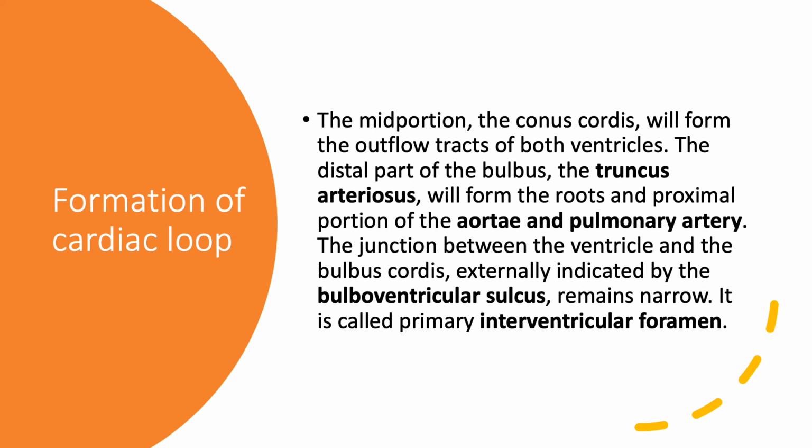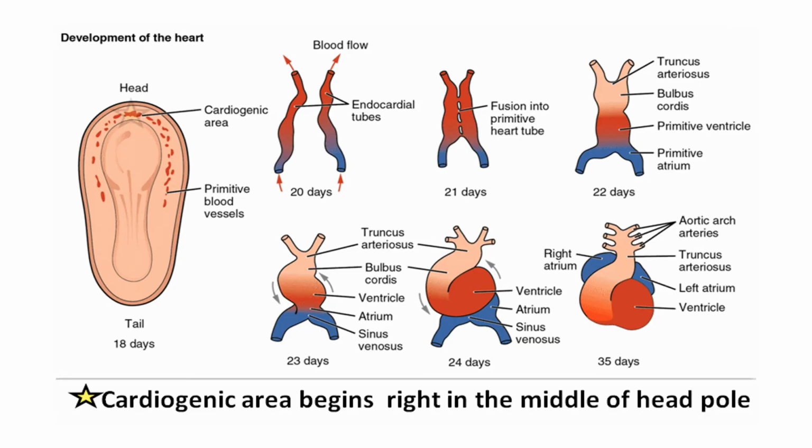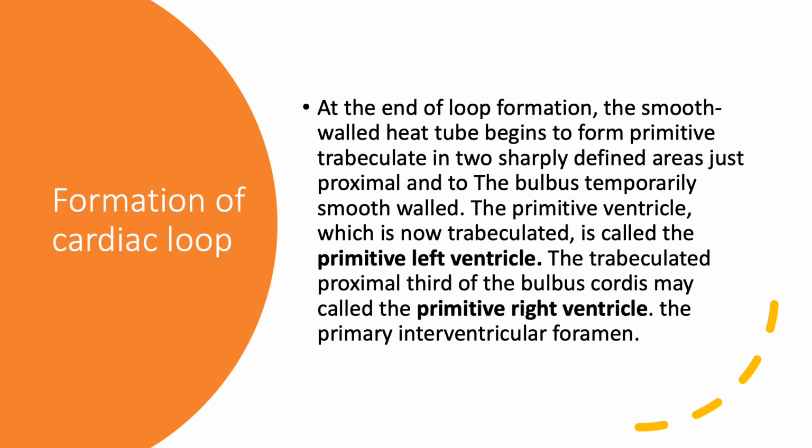The junction between the ventricle and the bulbus cordis is indicated by the bulboventricular sulcus, which is narrow, and then it will be called the primary interventricular foramen. So this foramen is from the bulboventricular sulcus, and it is the junction between the ventricle and bulbus cordis, as we see in this picture.